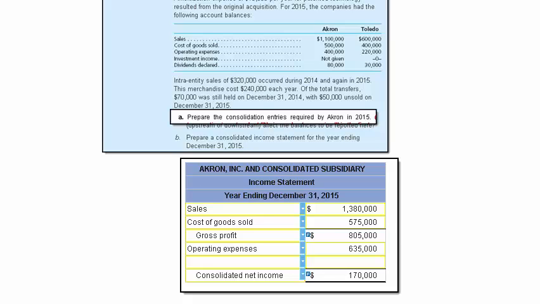Cost of goods sold of $575,000 and operating expenses of $635,000. So the end result is that we have consolidated net income of $170,000. Okay, I hope you found this beneficial. Thank you.